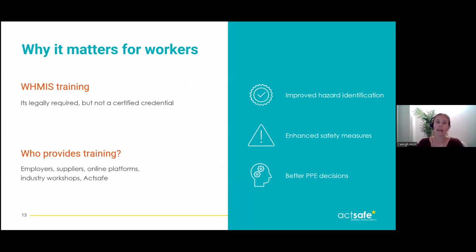Okay, so why does it matter for workers? A quick reminder on training: WHMIS training is mandatory under our federal and provincial laws, but there is no official certification mandate. So the goal here is competence, not credentials. Employers make sure that workers are trained before using any hazardous products, and that they understand how to apply what they've learned to the real world that they're working in.